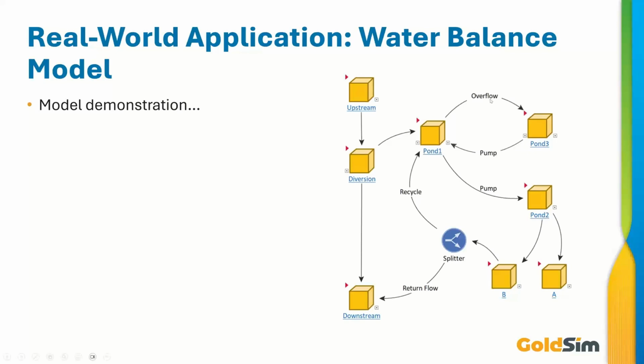So here's a real world application. It's actually a simple model. I was going to show a larger model, but it's harder to visualize flows in just a very short demonstration. But without going into the model right now, I just want to talk about it. You can see the image over here. There's a stream represented by these three boxes. They're called containers in GoldSim: upstream, diversion, downstream.